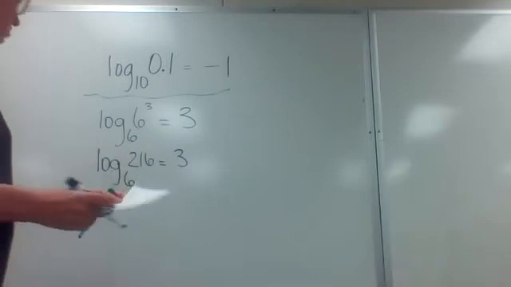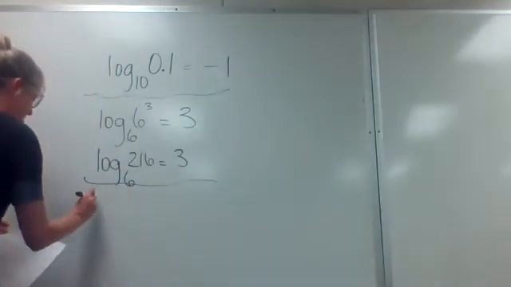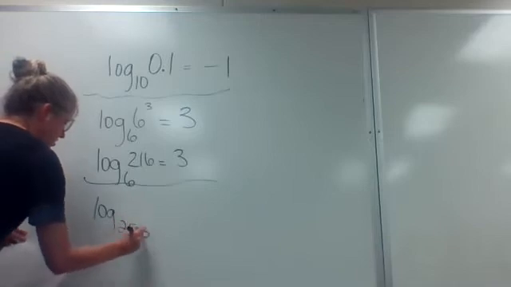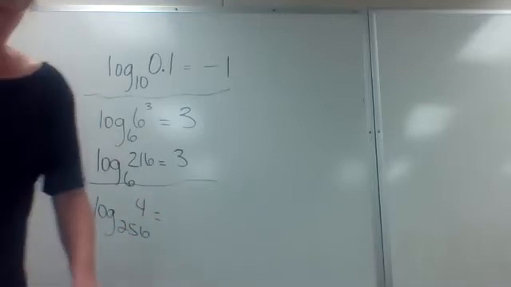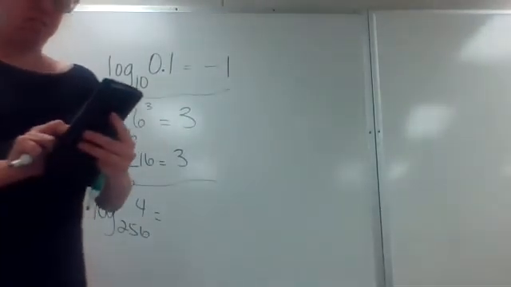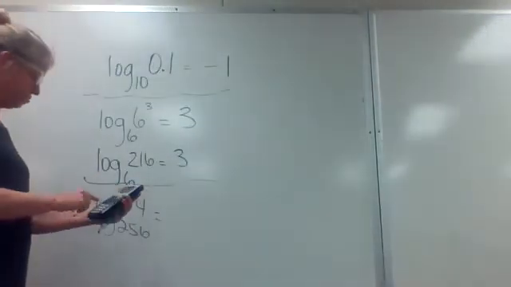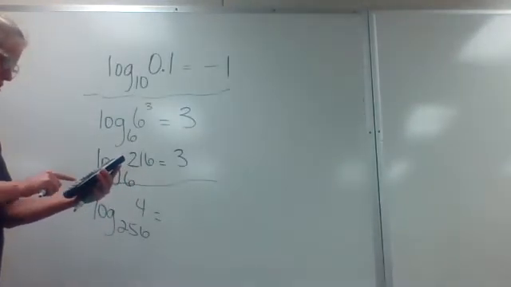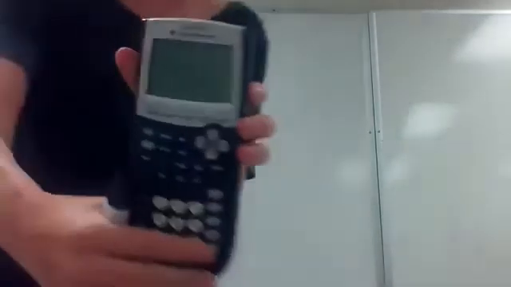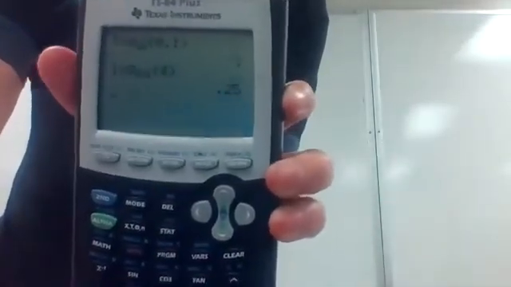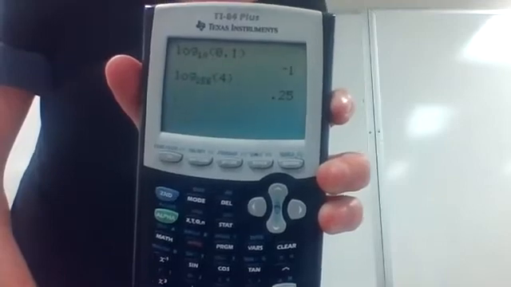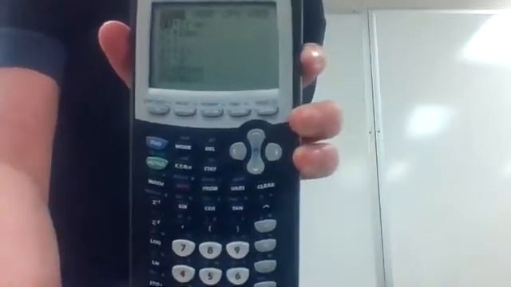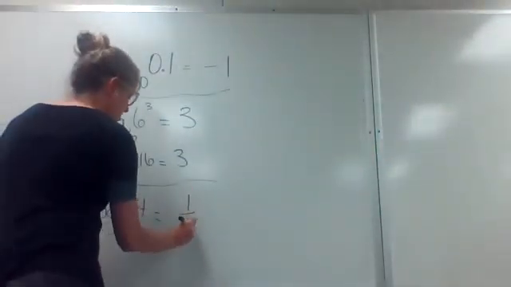Number 8. Let's see, if you want to put this one in log base, Math button, down to A for log base. In my base, I'm putting 256, arrow over, put 4 in parentheses. It's going to tell me 0.25, but the answer is going to say type it in as a fraction. So if you're not sure, just hit math, enter to turn that 0.25 into 1/4.